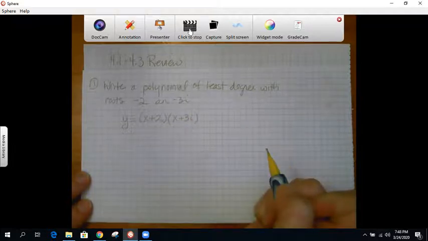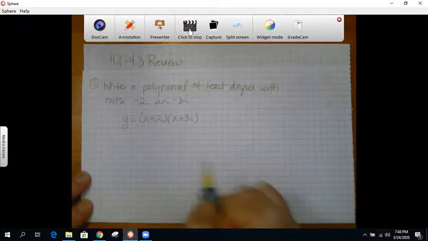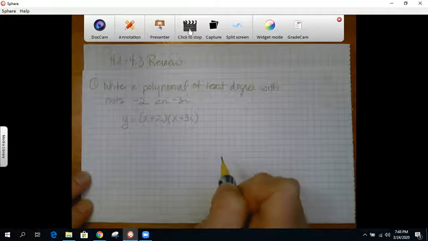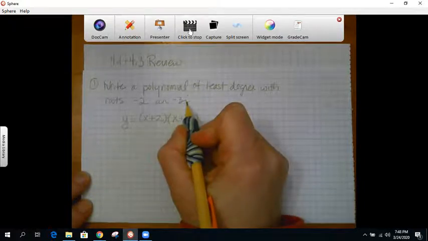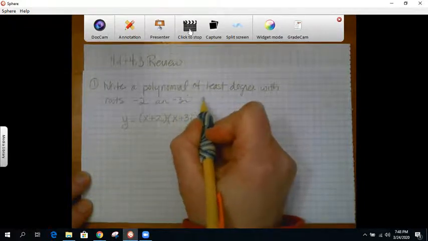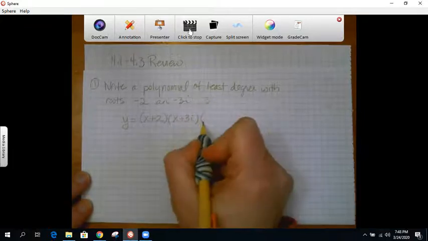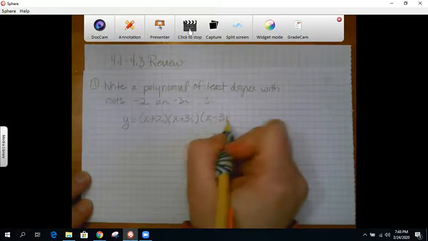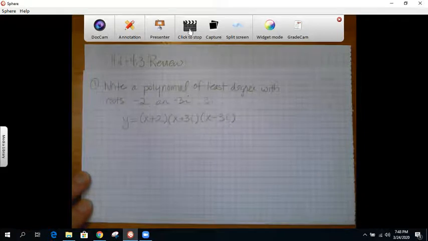But remember, conjugates are both 0. So complex conjugates are both 0. So if -3i is a 0 or a root, so is its conjugate, positive 3i. So we'd also have x minus 3i as a root.